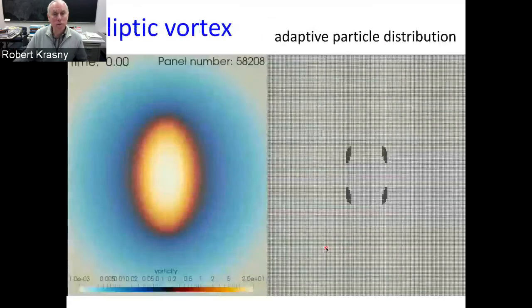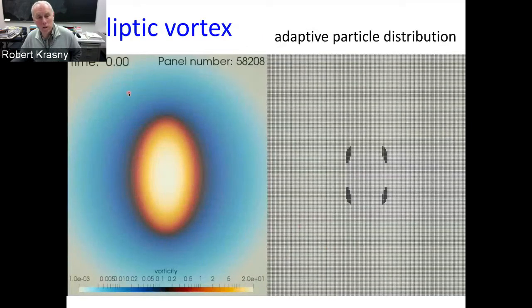So first, the elliptic vortex. On the left, you see a vorticity distribution. This is on a log scale down here. So there's a flat, almost flat plateau at the center. The vorticity is positive, so this is going to rotate counterclockwise.